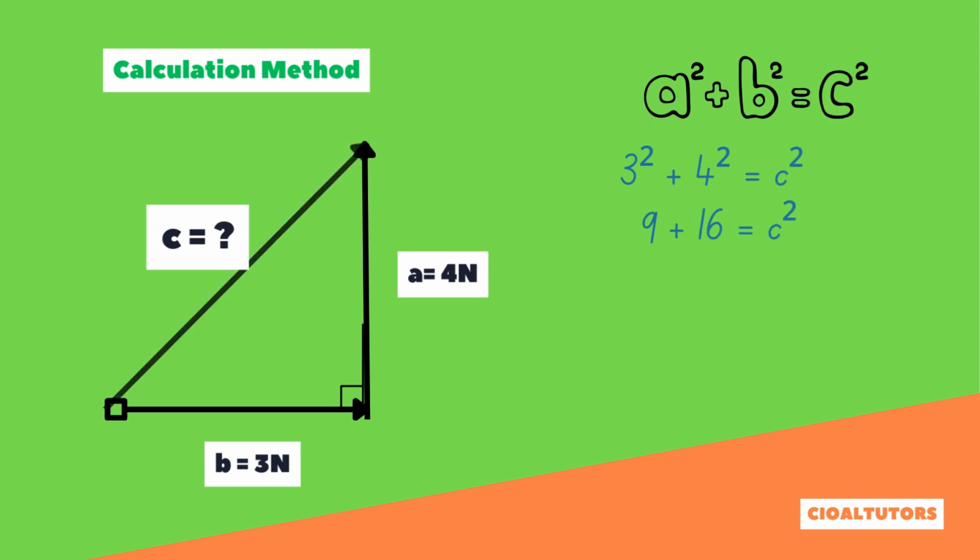Add those two values together. So, 9 plus 16 equals 25. Now, take the square root of 25, which gives 5 newtons. So, the resultant force is 5 newtons.